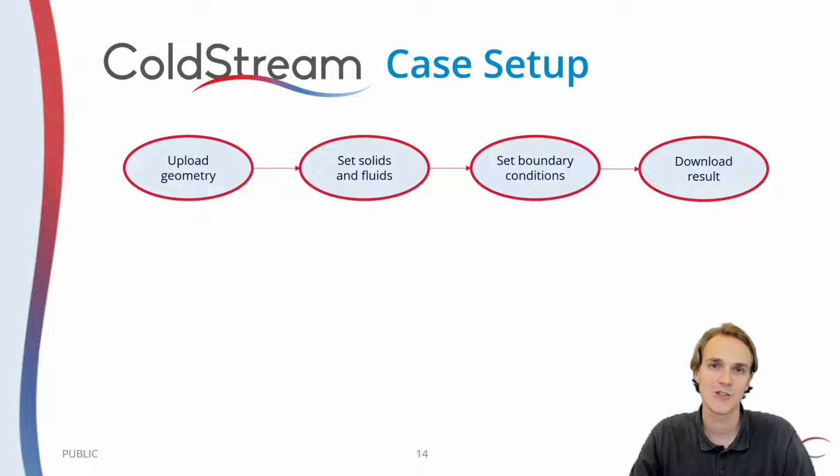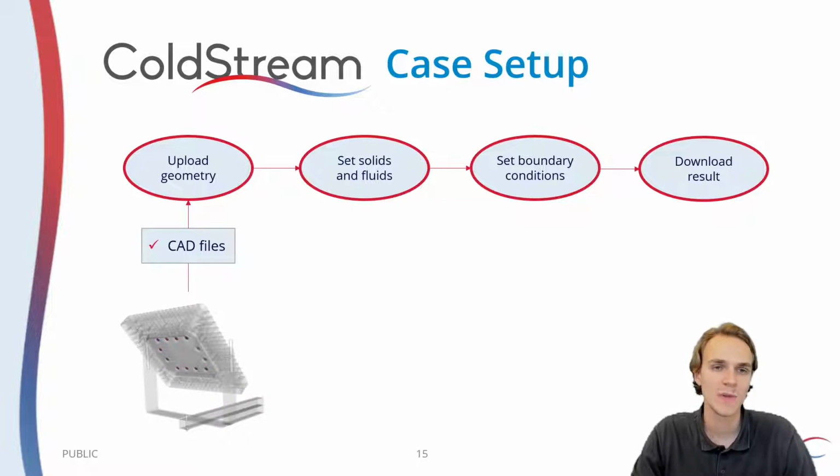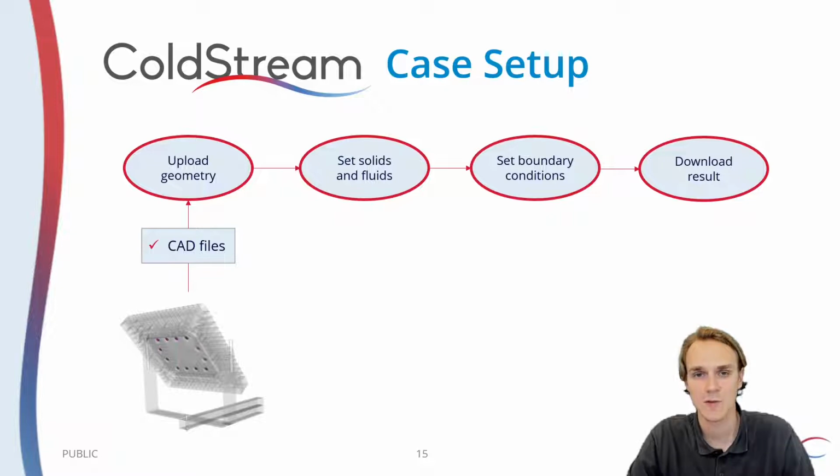but before changing over to the software, I just want to showcase how convenient a case setup is. Keep in mind, you really only have a few steps that you need to realize to be able to do such a thermal simulation. So first, you need to upload a geometry, in this case a CAD file of the lighting fixture. ColdStream always adapts to the light fixture that you're trying to analyze. As long as you have a CAD file as input information, you can be doing thermal analysis.